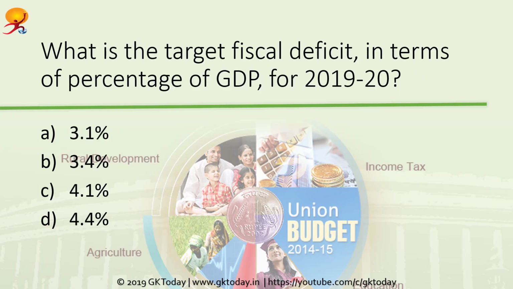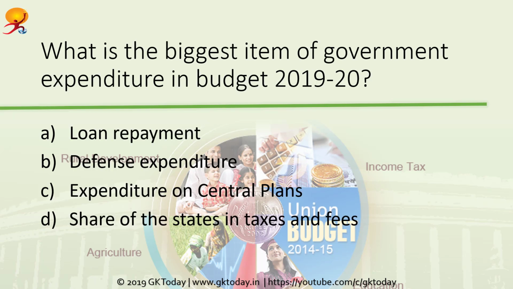What is the target fiscal deficit in terms of percentage of GDP for 2019-20? The target is 3.4%. So what is fiscal deficit? This is the difference between total revenue and total expenditure of the government, and it is an indication of total borrowings needed by the government. While calculating the total revenue, borrowings are not included. What is the biggest item of government expenditure in Budget 2019-20?